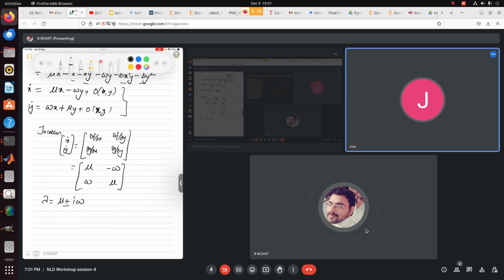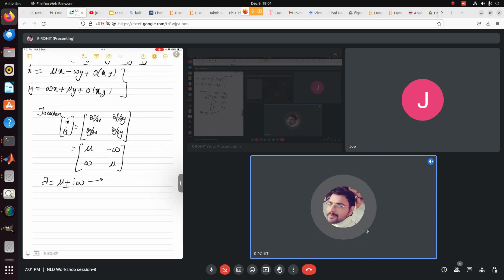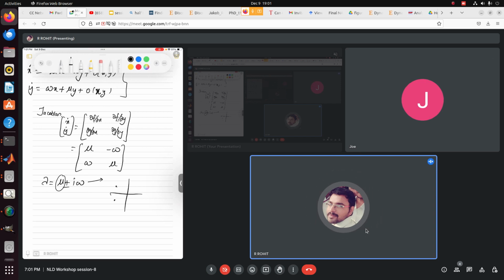So here the eigenvalues are complex, and it is currently in a stable state. Now for them to move to an unstable state, you need to change the parameter from negative to positive. Then only your system will be crossing this. So these eigenvalues which we have shown now need to cross the imaginary axis to go to the unstable condition.